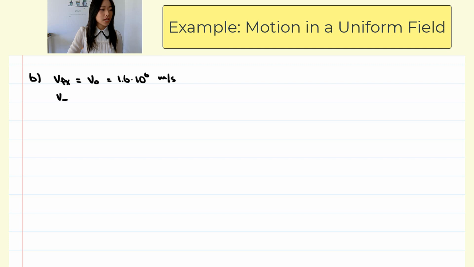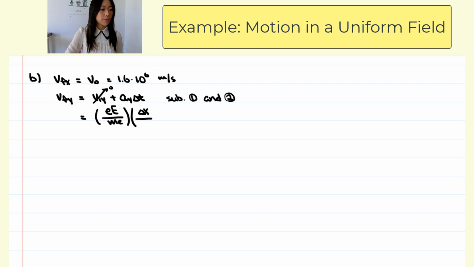And for the final speed in y, we can use the kinematic equation: initial speed in y plus the acceleration in y times delta t. Initial speed in y is 0, so the final speed will be acceleration times delta t. Again, we can substitute equation 1 and equation 2, which gives acceleration equals E times the electric field divided by the mass of the electron, and delta t is delta x divided by initial speed.